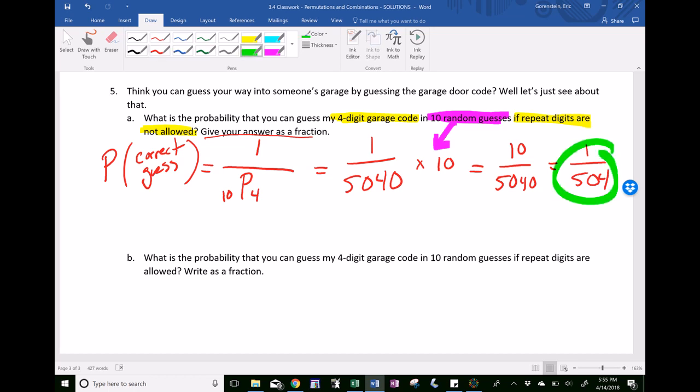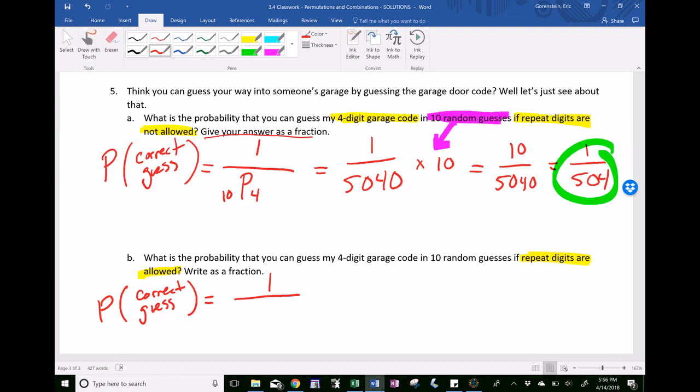So now for part B, what's the probability of guessing correct? Again, with 10 guesses. The difference here is repeated digits are allowed. Well, we can't use permutations anymore because permutations and combinations both are only in situations where repeats are not allowed. So here, probability of a correct guess. Well, again, there's only one correct guess. And how many possible guesses are there?